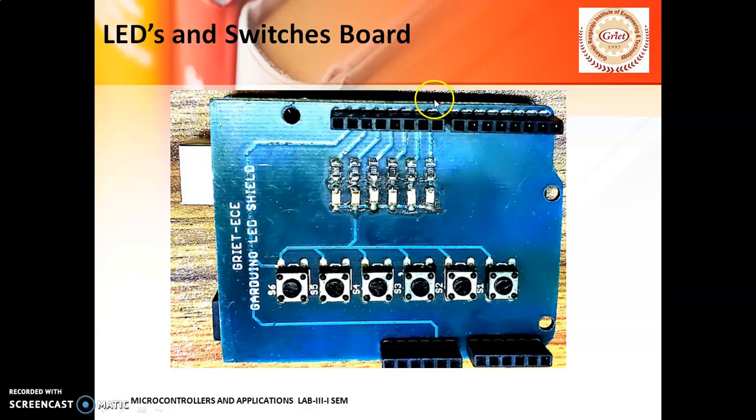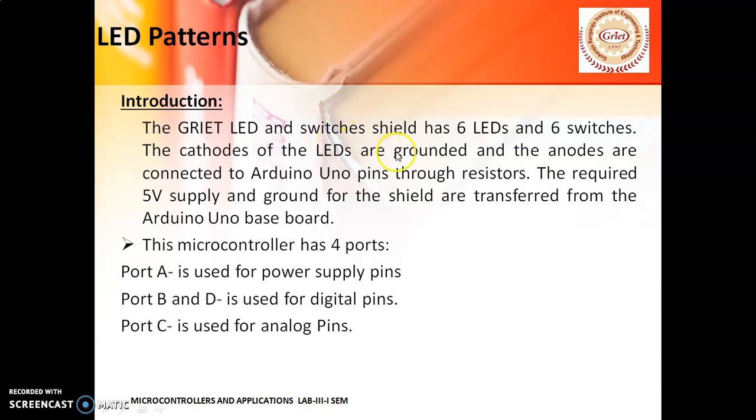The cathode is connected to ground, and the anode can be connected to any of the digital pins present on my Arduino board. If you see here, the cathodes of the LEDs are grounded and the anodes are connected to the Arduino Uno pins through resistors. The required 5V supply and ground for the shield are taken from the Arduino Uno base board.